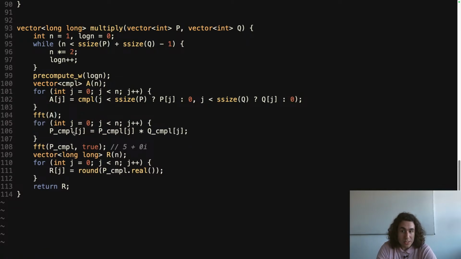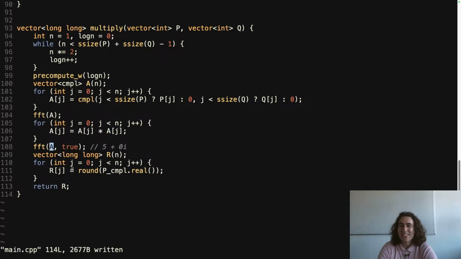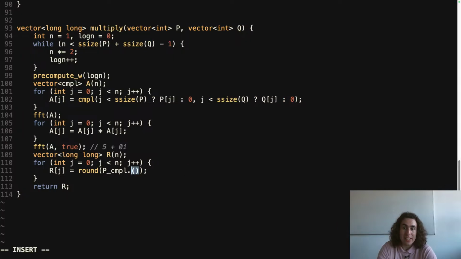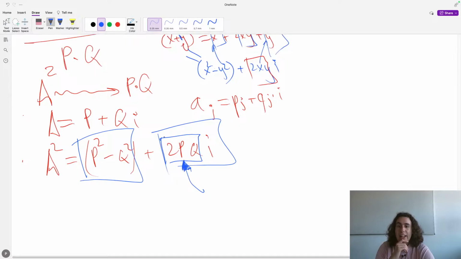I multiply a by a, right? I square a. I get back my a, right? And now I know that I need to take not the real parts, but the imaginary parts, and I need to divide them by 2. And now they're going to be the coefficients of p times q.